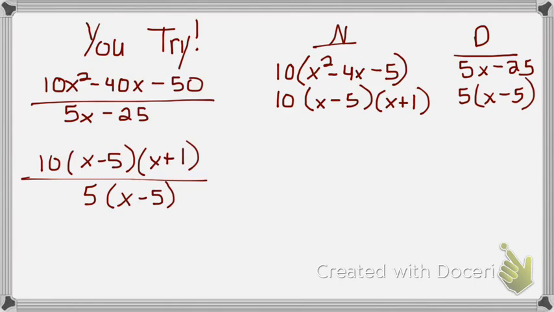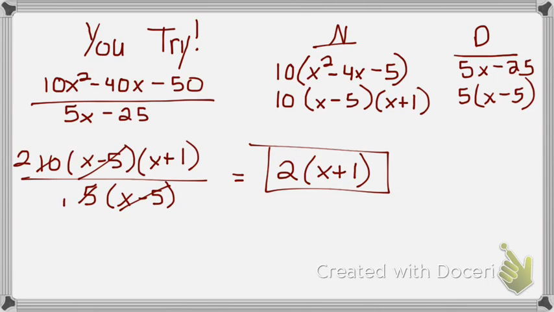Alright, starting from the furthest left, 10 divided by 5 gives me 2. Or 5 can divide into each one, gives me 1, and it goes into 10 2 times. And then my common factors that can divide into each other and equal 1 are x minus 5, and I'm left with x plus 1 in the numerator. So since all of this is over 1, I could just leave it like this. So check and see if you got the same answer I did.